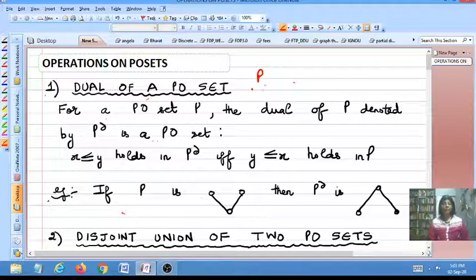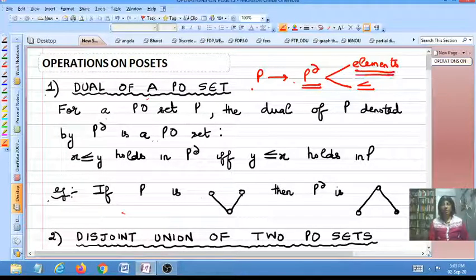If a PO set P is given, how do you find the dual of P, which is denoted by P dual? The dual of P, or P dual, itself is a PO set. And how is it defined? What are the elements of P dual, and how is the relation less than equal to defined on P dual? Now the elements of P dual are the same as the elements of P. This means that if there is some X which is an element of the PO set P, then it will be an element of the dual of P as well.